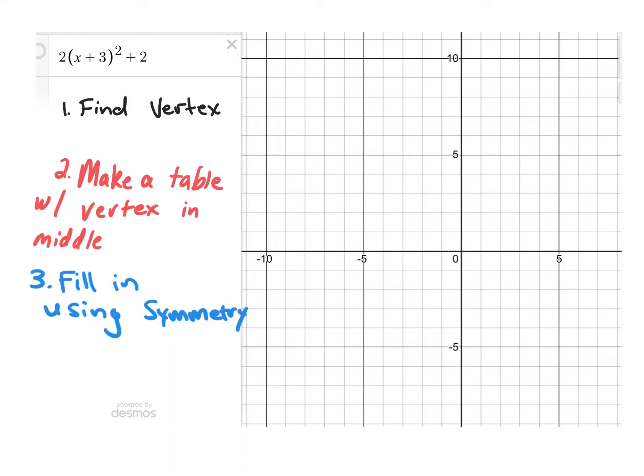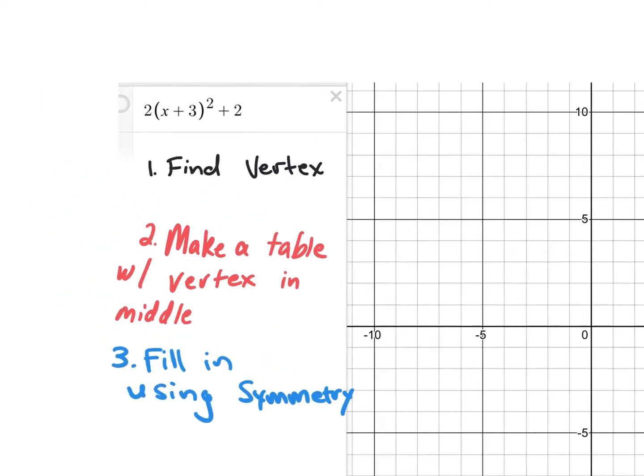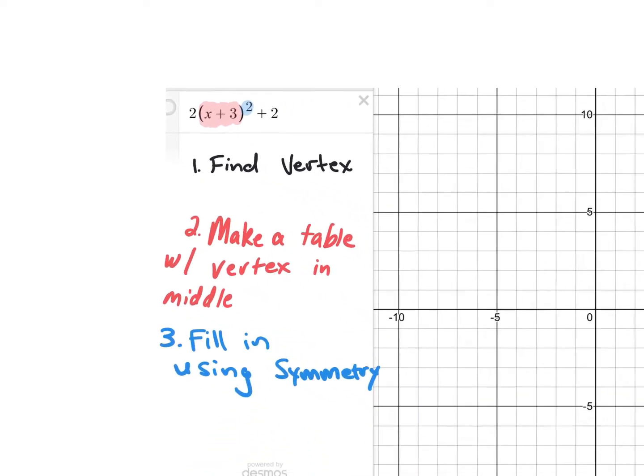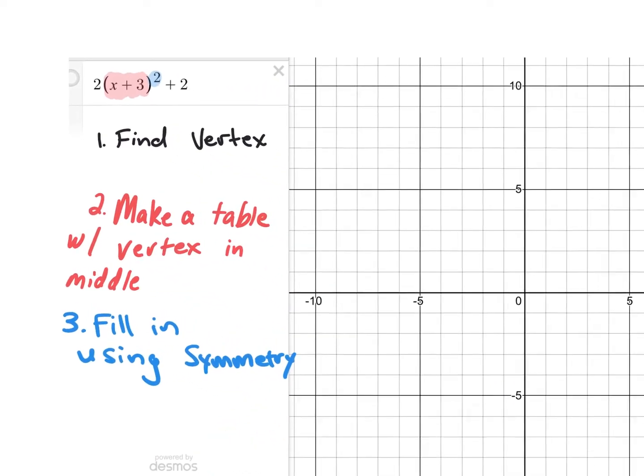Hi everyone. We're going to talk quickly here about graphing when we're in vertex form. So what do we know here? We're in vertex form. We have a quadratic. The telltale sign here is that I have a set of parentheses being raised to the second power. That's a good sign that I have a quadratic in vertex form.